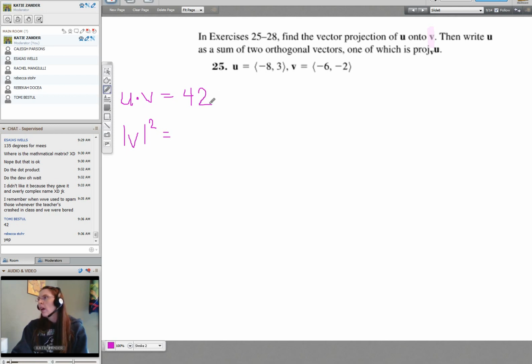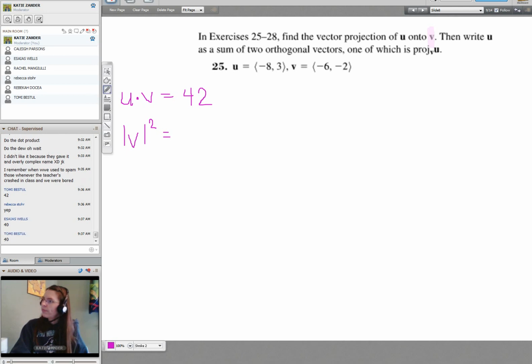Next we need to find the magnitude of v squared. When we find that magnitude, you just take the square of each component and add them together. So what is the magnitude of v squared? It should be just 40, because negative 6 squared is 36, negative 2 squared is 4, and 36 plus 4 is 40.